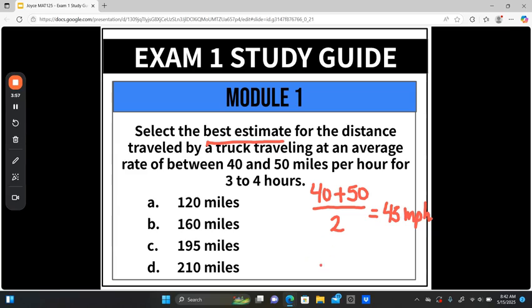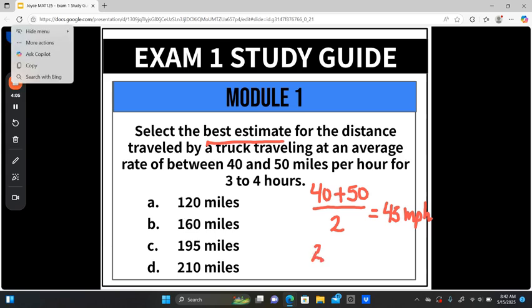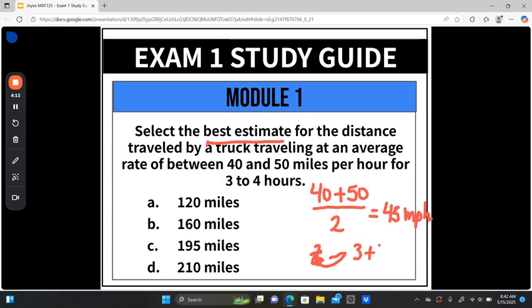Okay. Same thing down here. Let's take the average of the 2 times. So we could have been going 3 hours or 4 hours. And we're going to divide the 2. We get 3 plus 4 gives us 7. Divided by 2 gives us 3.5 hours.